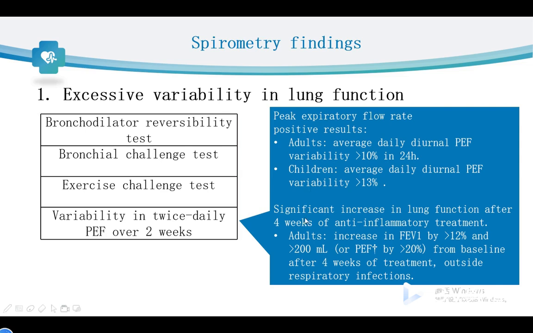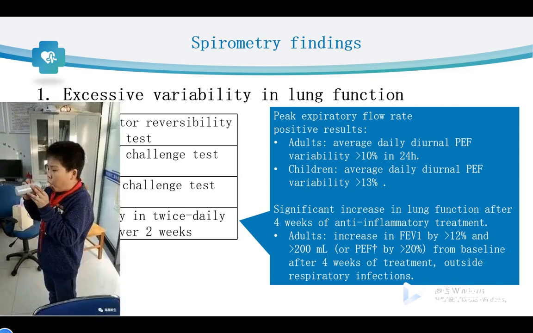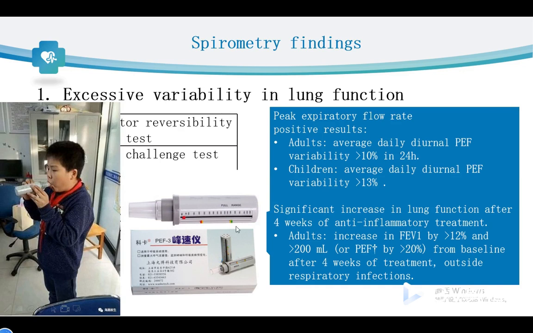How to do this examination? We need some special tools. Here is the tool to measure the PEF. It's called a mini peak flow meter, and it's cheap. In China, you can buy it for less than 10 yuan. The asthma patient can keep this tool at home to monitor the PEF and the severity of their asthma.